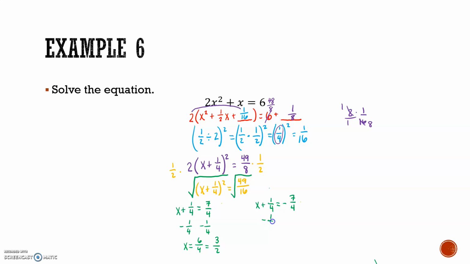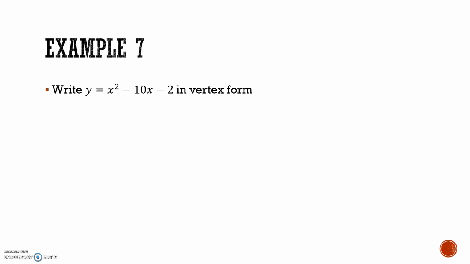Over here, when I subtract 1/4, I get -7 minus 1, which would give me -8. And so I'd get x equals -2. So my two answers are x equals -2 and 3/2. So even though I had to work with some not very pleasant fractions in there, I still ended up with an answer that really was not that bad. One more thing that we can do with completing the square is to change standard form into vertex form.